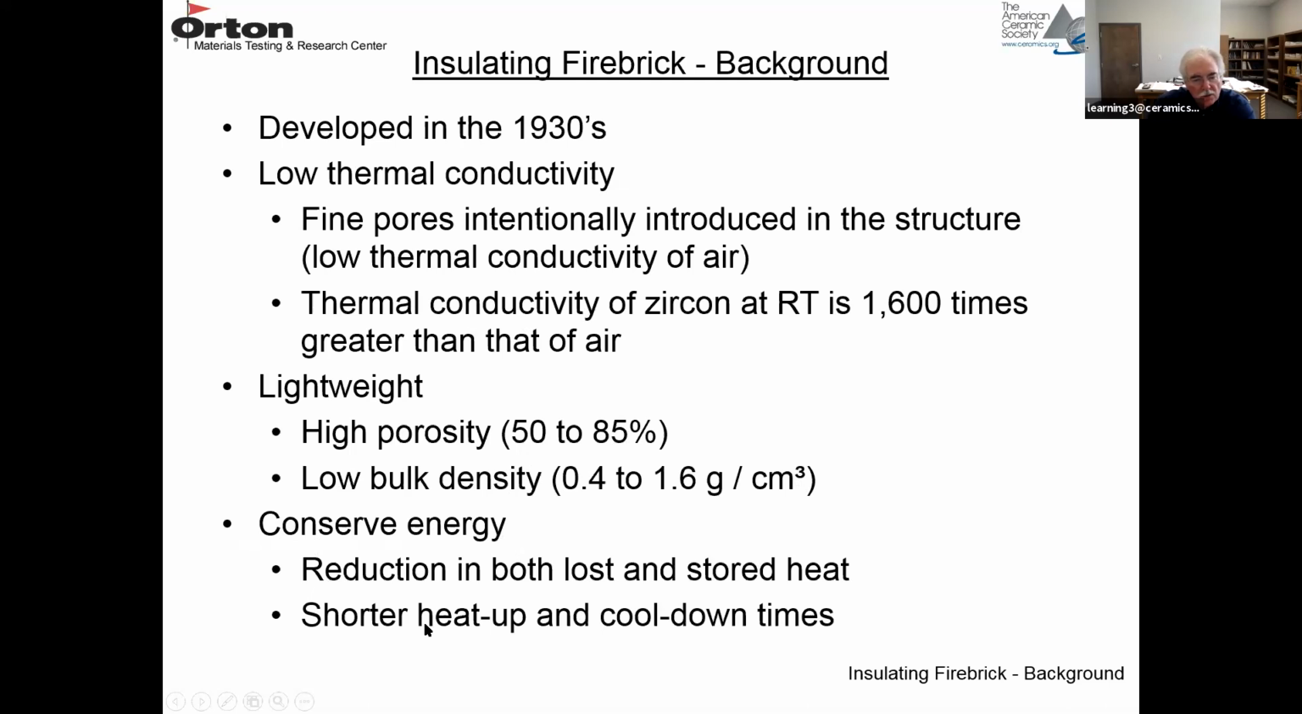So you have shorter heat up and cool down times because your furnace wall is made of an IFB, so that they take up less heat. You lose less heat through the wall of the furnace because it's an insulation material, and it takes less heat to heat up the furnace.